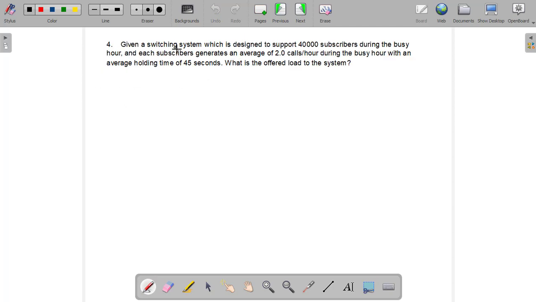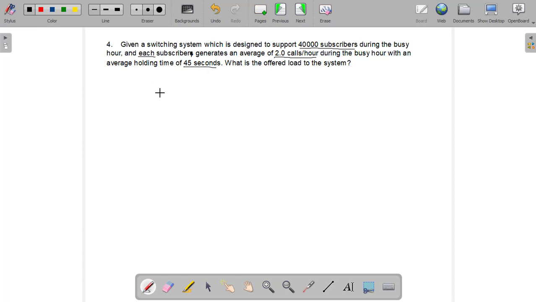Given a switching system which is designed to support 40,000 subscribers during the busy hour, and each subscriber generates an average of 2.0 calls per hour during the busy hour with an average holding time of 45 seconds, what is the offered load to the system? So here we have a system designed to support 40,000 subscribers during the busy hour. Each subscriber, so it means that one of them, generates an average of 2.0 calls per hour with an average holding time of 45 seconds.